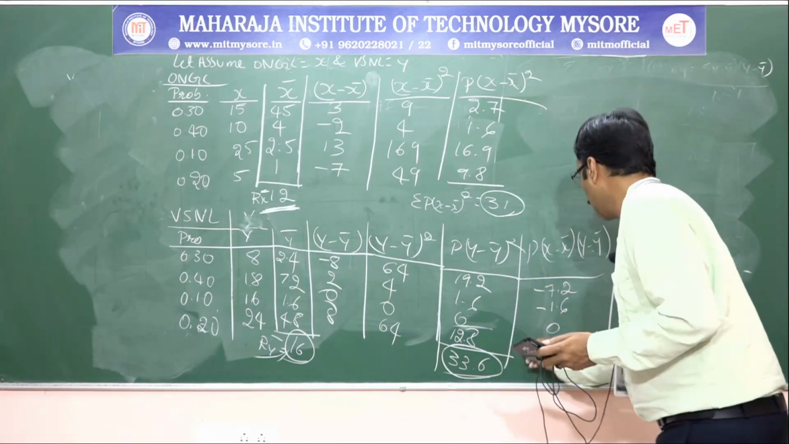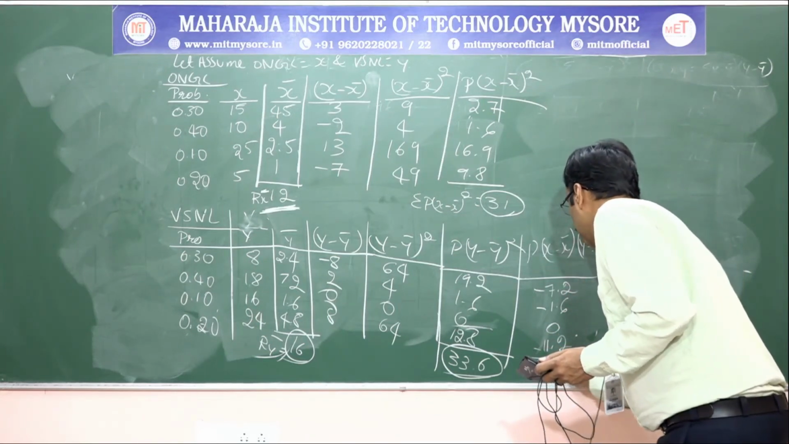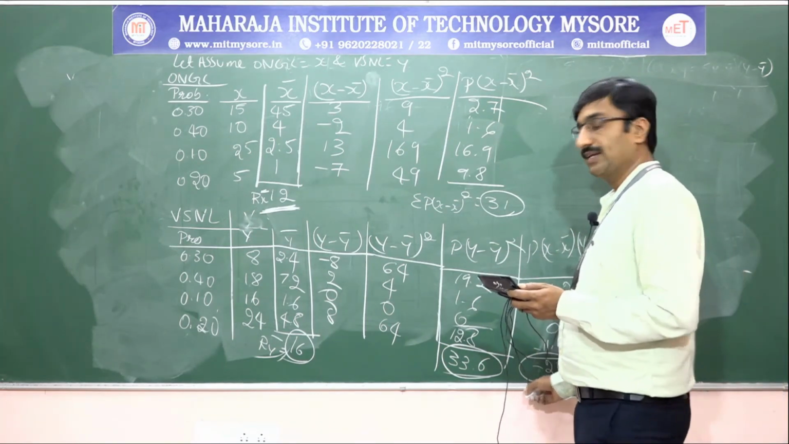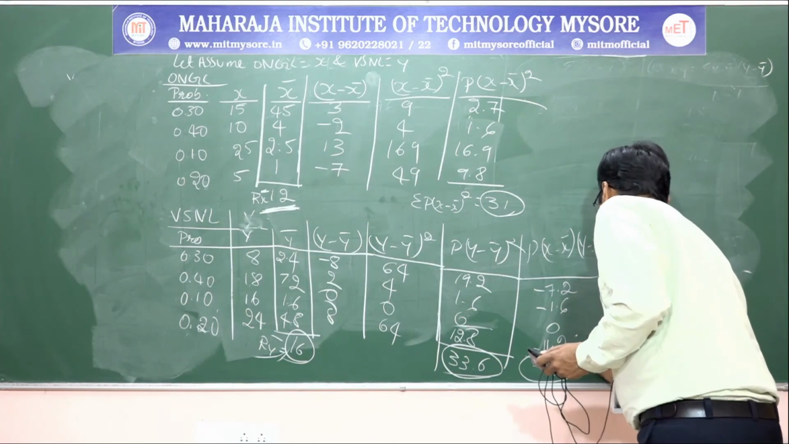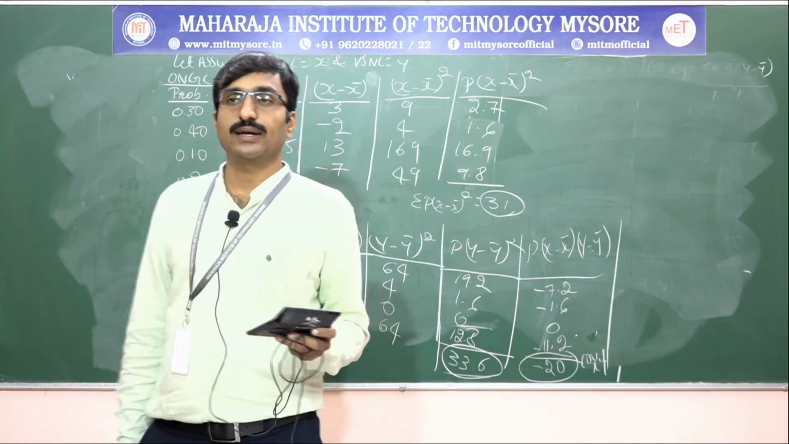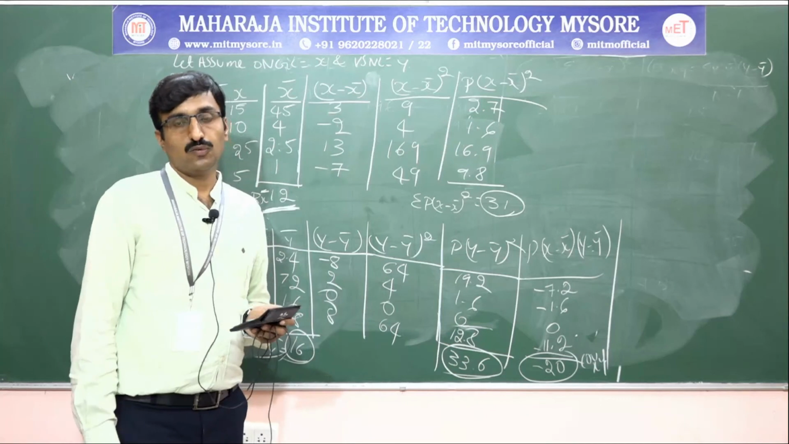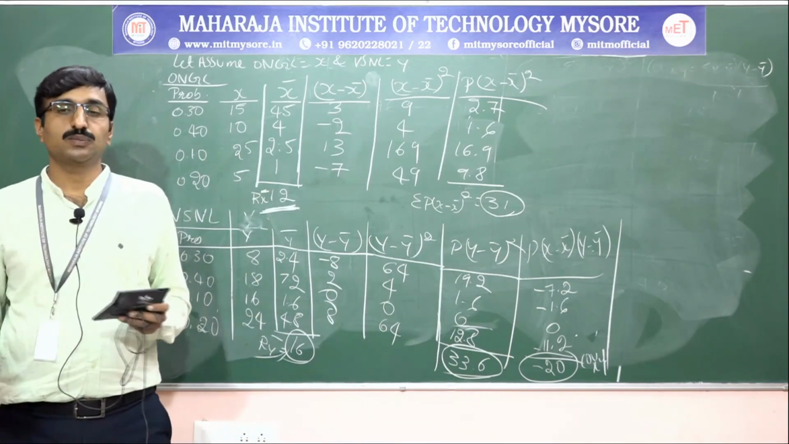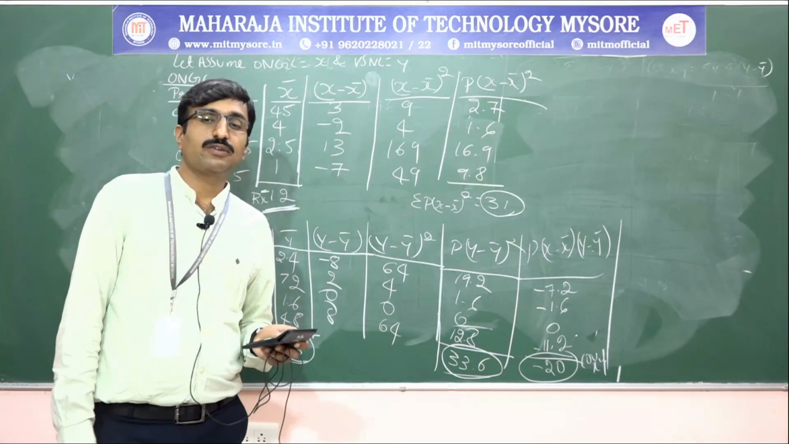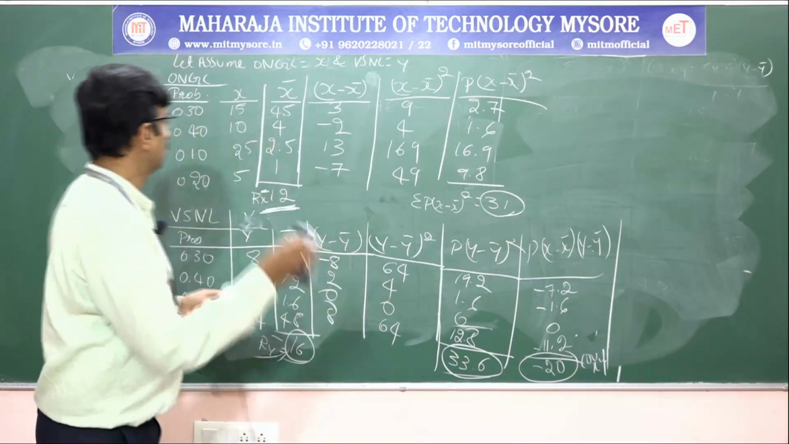So, total of this one, it is minus 20. Minus 20 is called as covariance of X, Y. Covariance of both X and Y. This is how we are going to calculate the return of X and the return of Y. Simultaneously, you are supposed to calculate the risk of ONGC and risk of VSNL, then covariance of XY and at the end correlation coefficient. So, let us complete that.